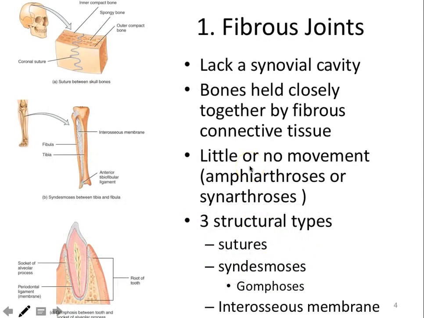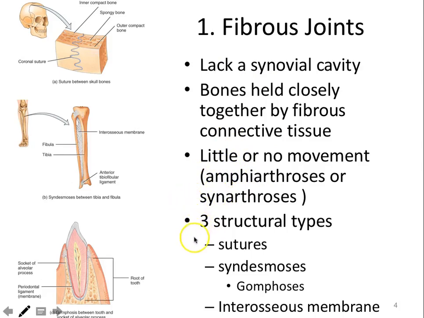Let's take a look at the first structural type. That's going to be a fibrous joint. Here are some different examples of a fibrous joint. Basically, these do not have a synovial cavity. The bones are held together by connective tissue. And again, there's very little or no movement at all. So either it's an amphiarthrosis or a synarthrosis.